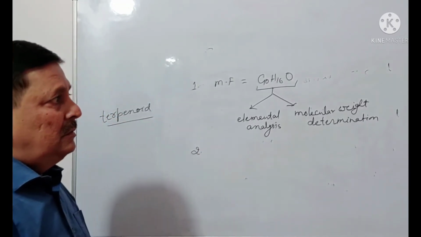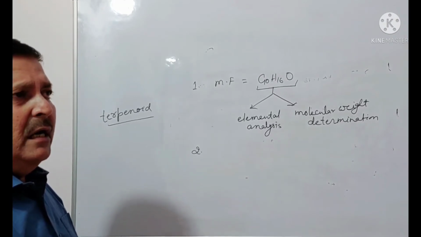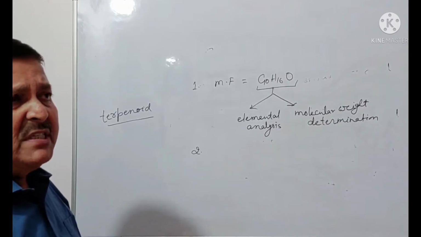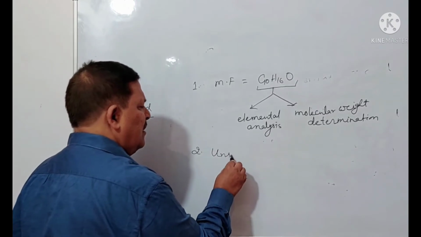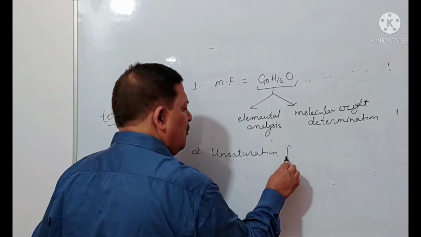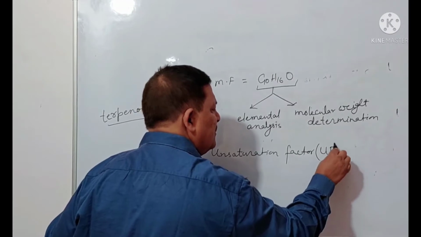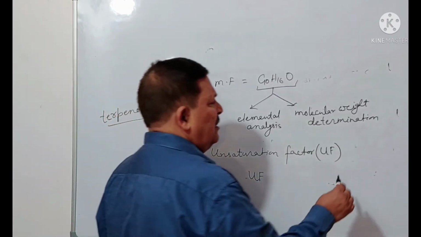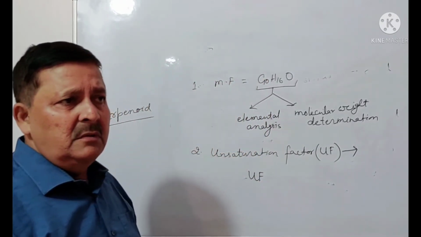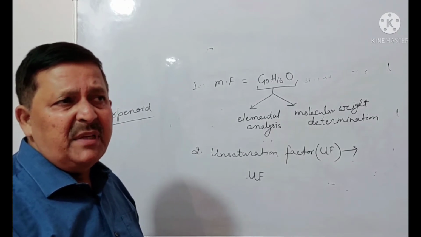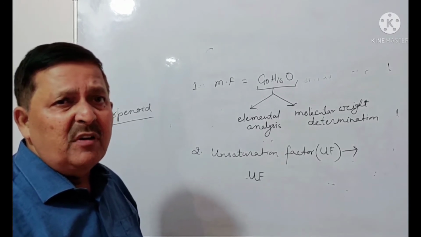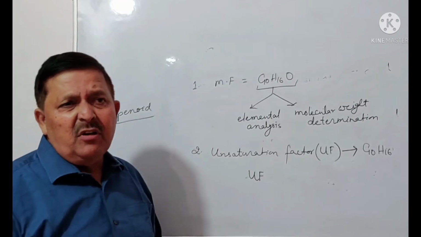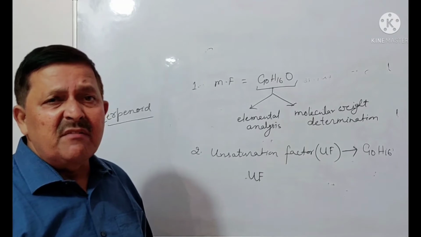Number two, the unsaturation factor or index of hydrogen deficiency or double bond ring equivalent of the compound is calculated. This unsaturation factor is obtained from the hydrocarbon of the compound. If the compound is oxygen containing, the hydrocarbon can be imagined by removing all oxygens from the molecular formula. So the expected hydrocarbon of the molecule is C10H16.